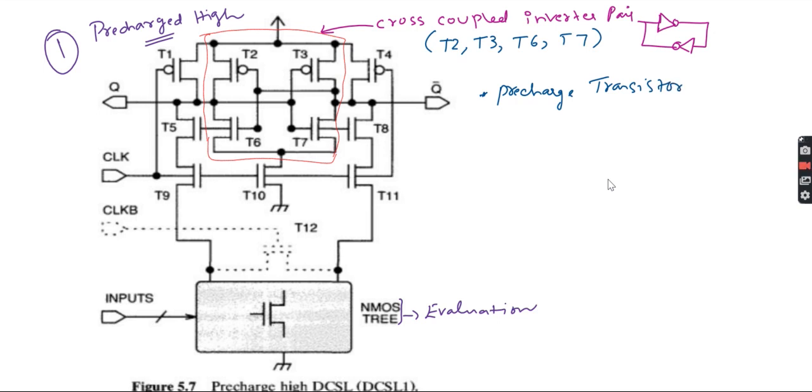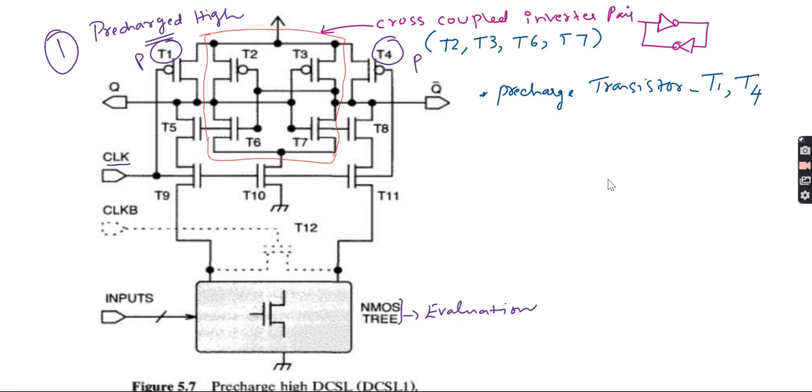So here the pre-charged transistors are T1 and T4. See this. So what I will do, I will take it as this. Okay, this T1 pre-charge P I will make, T4 this also I will make P. That is the pre-charge transistor. You can see where it is connecting.